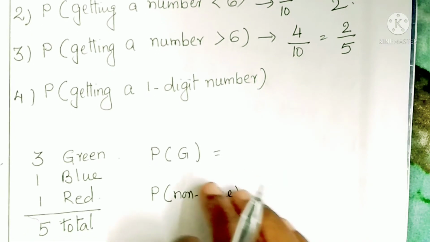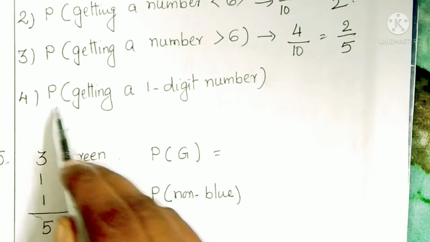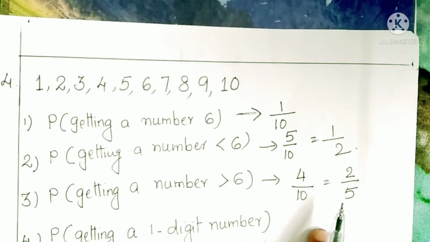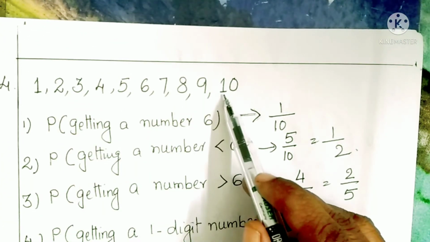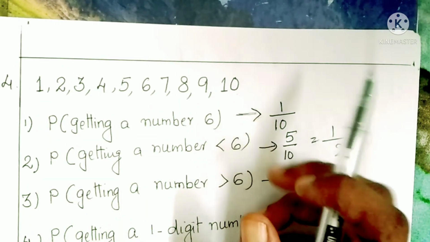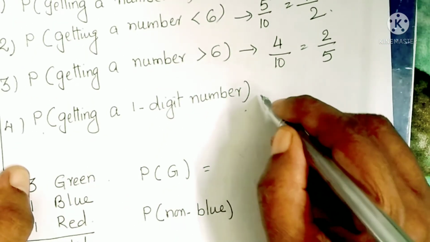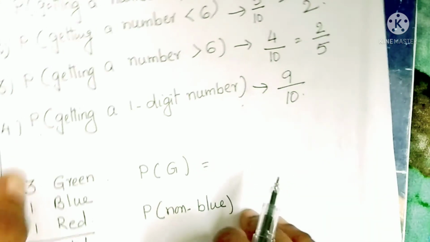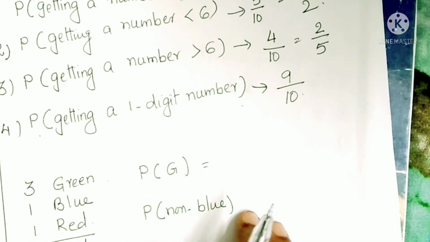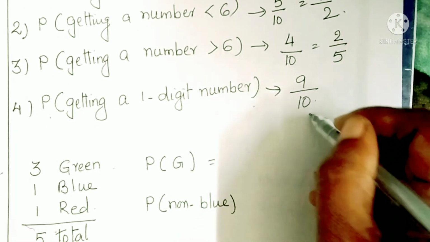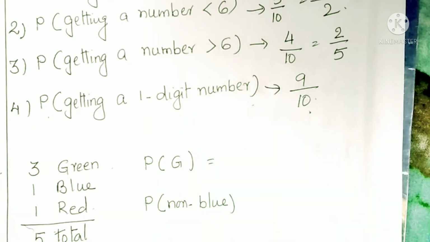The next question is the probability of getting a 1-digit number. How many 1-digit numbers are here? You see, here 10 is a 2-digit number. Remaining all are 1 digit. So how many are there? 9 1-digit numbers are there. So 9 upon 10. Can we reduce it again? 9 upon 10, can you reduce? No, because there is no common factor for them. So the probability of getting a 1-digit number is 9 upon 10.